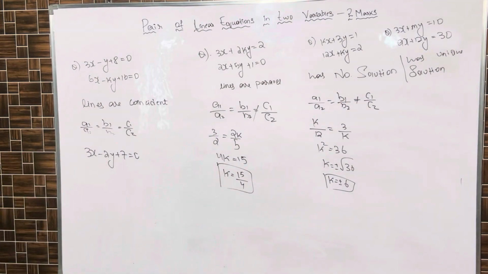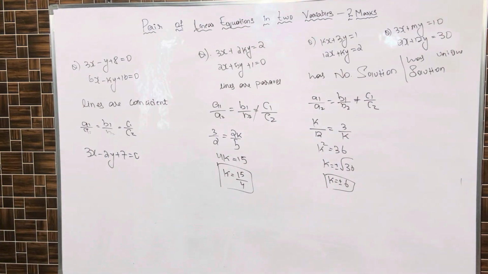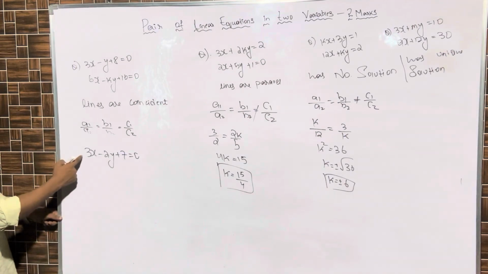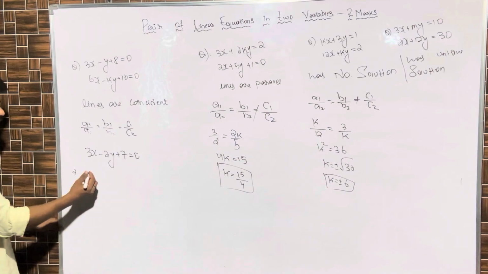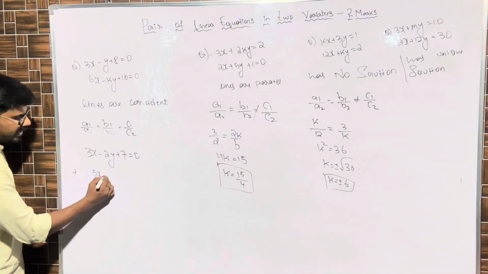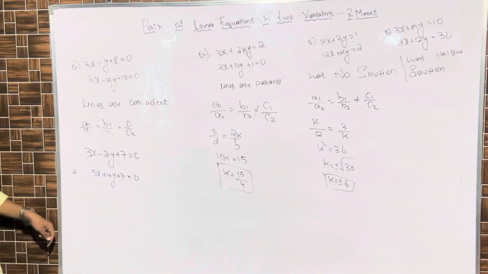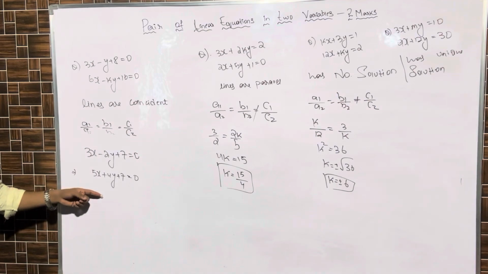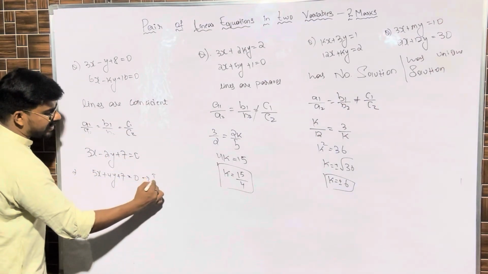First of all, intersecting. Intersecting in the sense, the condition is that the ratio A1 by A2 should not be equal to B1 by B2. Tell me any values. 5x we can take: 5x plus 4y plus 7 is equal to 0. Now A1 by A2 is 3 by 5. B1 by B2 is minus 2 by 4, that is minus 1 by 2. Which is not equal. So these two lines are intersecting.